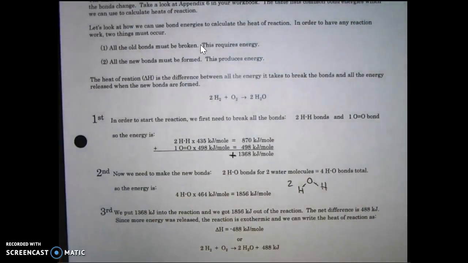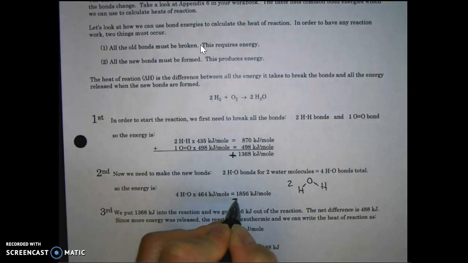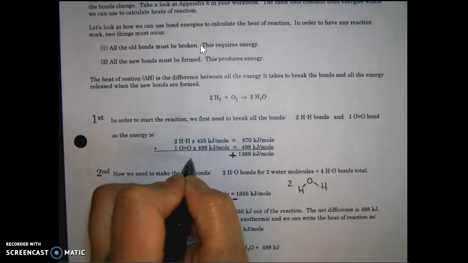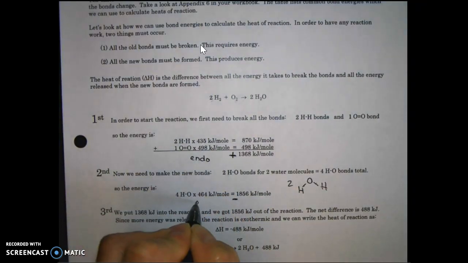1,856 kilojoules is the amount of energy that's coming out of the reaction. So that's the negative part. That's how much energy gets released. So this is the endo part. This is the exo part.